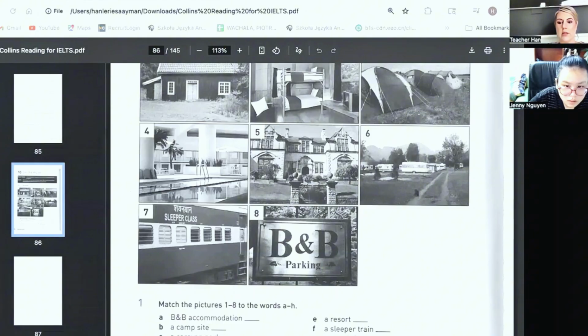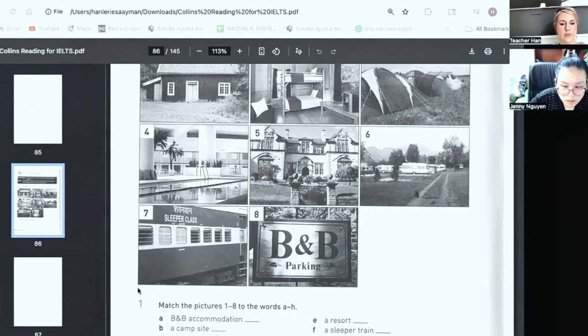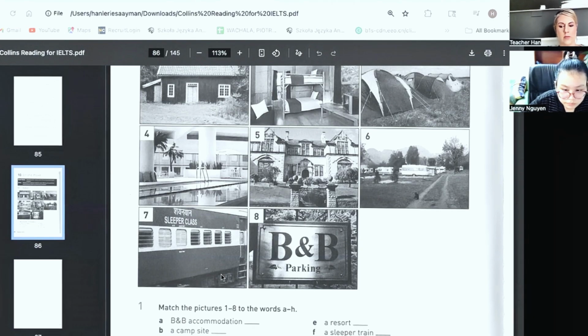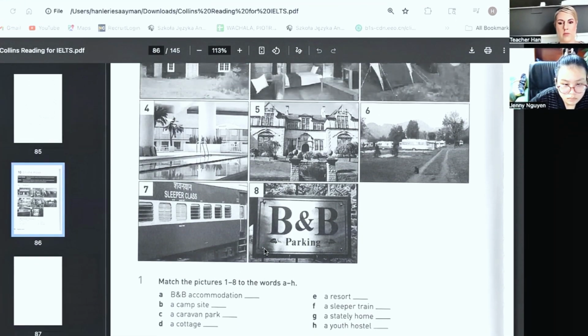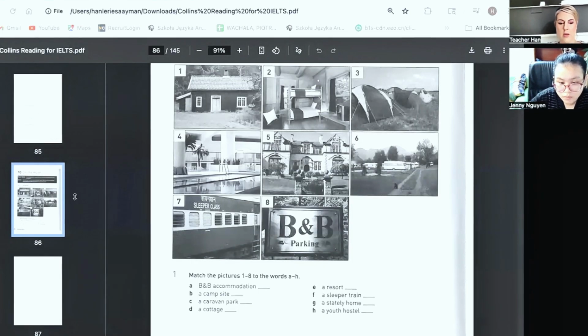4 is a resort. Number 5 is a stately home. Number 6 is caravan park.